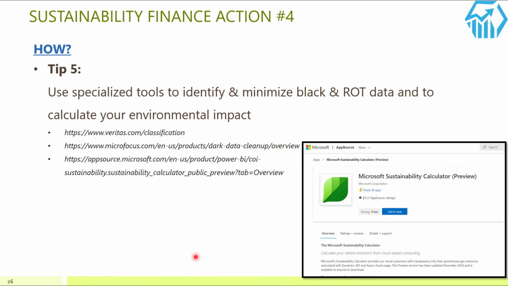And then, of course, there are specialized tools that help you to identify and minimize dark and ROT data. So have a look at these sites here. And of course, also on the AppSource, we have here the sustainability calculator, which is in preview, so it will probably have a different name in the future. That's always something that happens, that things will be renamed. But the idea and the tool will still remain here. So please check it out to see what footprint your machines and your environment has, and what you can do possibly to reduce it.